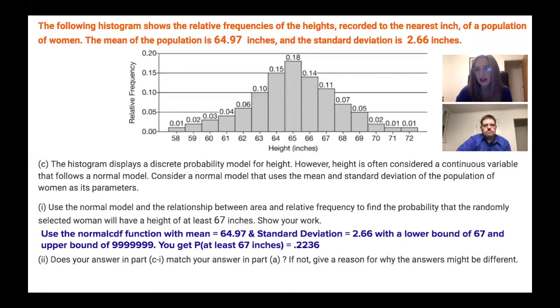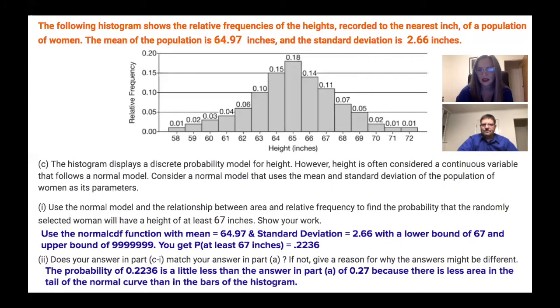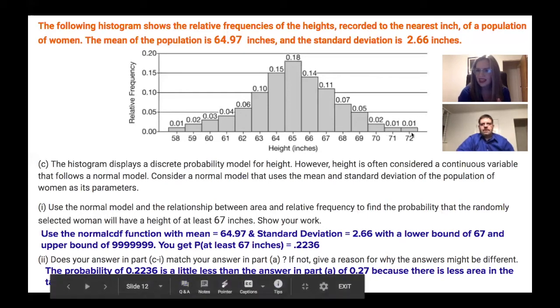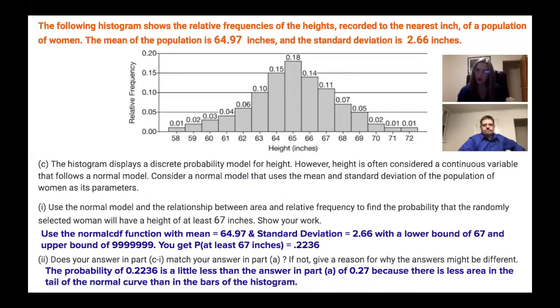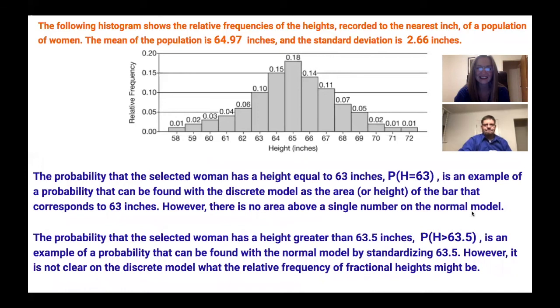Why is there a difference if we say height is generally normally distributed? Well, your bars aren't continuous, I guess. Yeah, so the probability of 0.2236 is a little less because there's a little less area in the tail of a normal curve than in this particular histogram. If you think about your normal distribution and how outside of 2 standard deviations works, this histogram doesn't quite match that, but it's pretty close. Remember that stats is an ish math. That's why we say it's approximately normal. Yeah, exactly right. You learned that phrase.